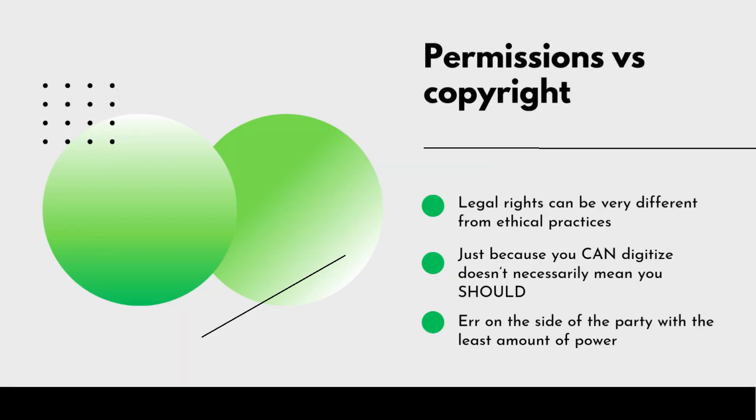So first off, let's talk about permissions versus copyright. This is a super important foundational concept. There are intellectual property rights granted by copyright laws and regulations, which we're going to go through some of those in just a moment. But just because the law says you can digitize and share something doesn't always mean you should. A key example here is materials depicting culturally sensitive content, such as Indigenous people or ceremonies, which we'll also talk about more in a moment, but just to lay the foundation here.